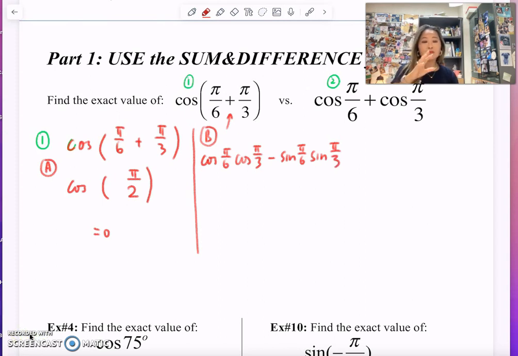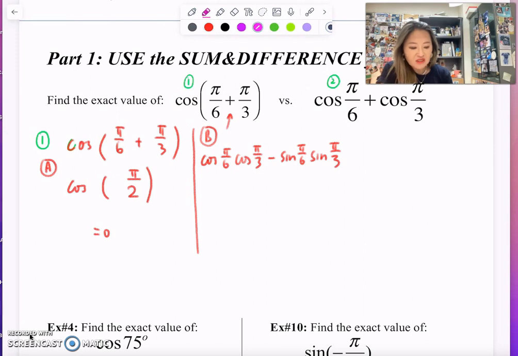I remember this because cosine is a little bit strange. If it's a sum, I always subtract and it goes co-sine, right? Okay, so let's do the calculation now. What's the cosine of pi over 6?